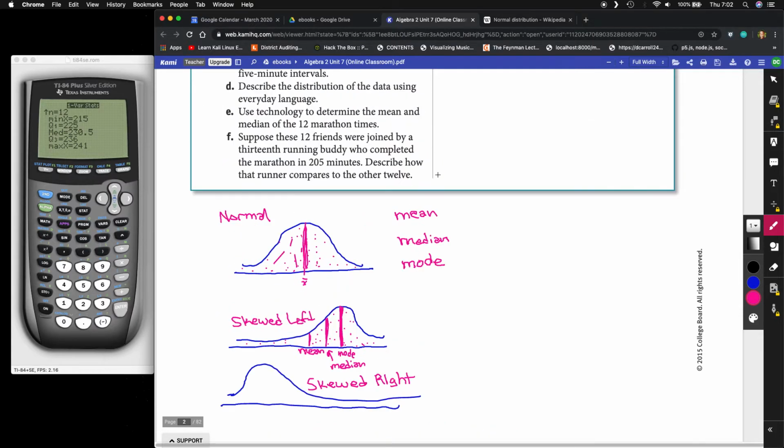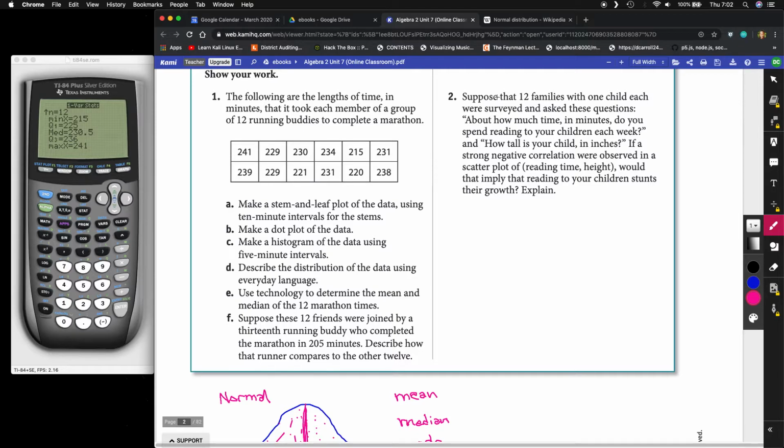All right. And lastly, we actually already talked about this. Suppose that 12 families with one child each were surveyed and asked these questions: how much time in minutes did you spend reading to your children last week, and how tall is your child? If a strong negative correlation were observed in a scatter plot, where the x-axis would be reading time and the y-axis would be height, would that imply that reading to your children stunts their growth?